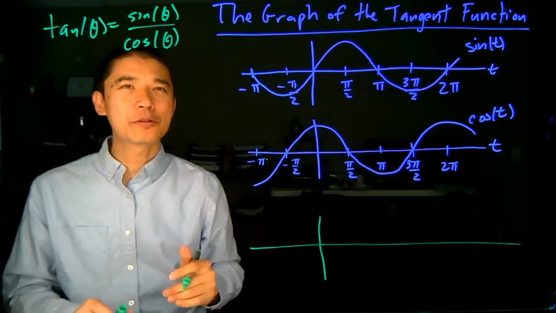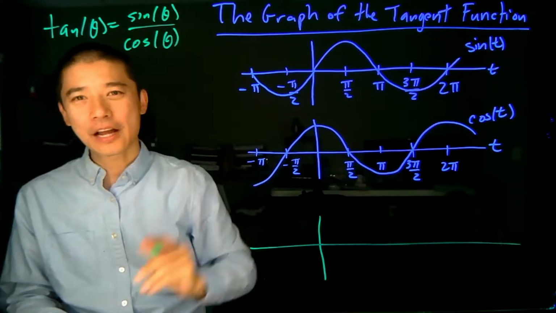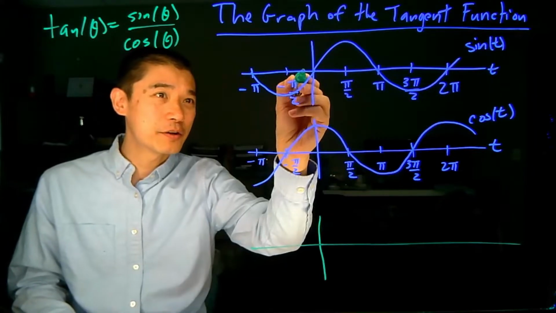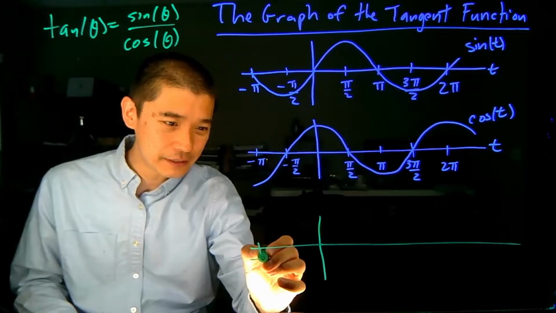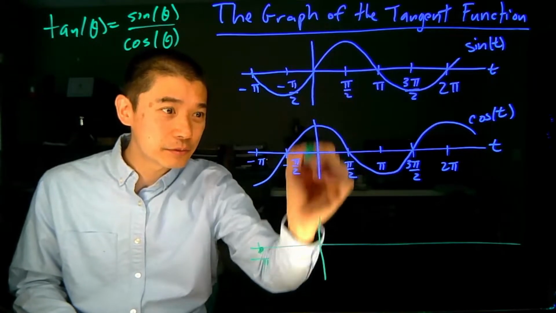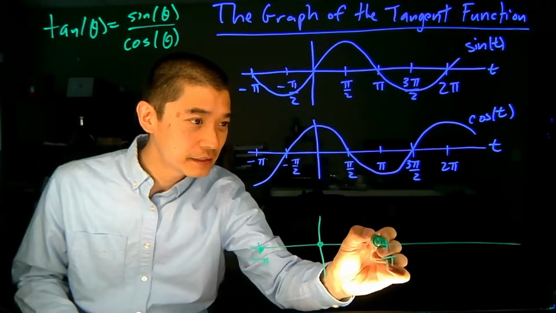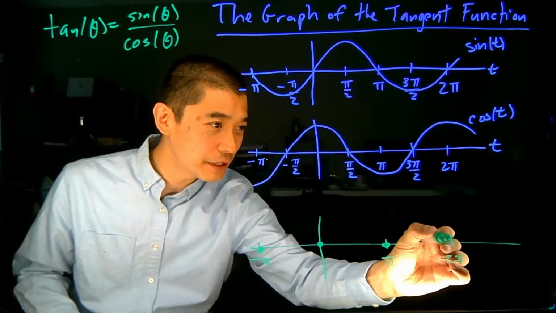We'll start with the zeros. How do we get a zero for a fraction? Zeros for a fraction happen when you have a zero in the numerator. So the numerator is a sine function. Where is the sine function equal to 0? It's equal to 0 here at negative pi. It's equal to 0 at 0. It's equal to 0 at pi and at 2 pi. And in fact, it's 0 at every integer multiple of pi.